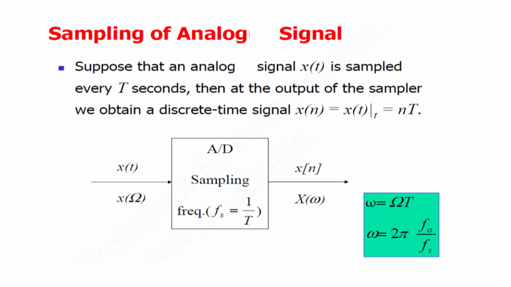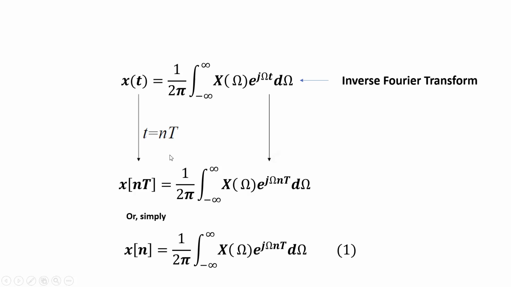This is how the sampling of an analog signal can be explained mathematically. This equation gives you the inverse Fourier transform formula in the analog domain. X of capital omega is the Fourier transform. This is the regular formula used. Now, x of t is the analog signal obtained from this X of capital omega. How can you convert this signal into the discrete domain?